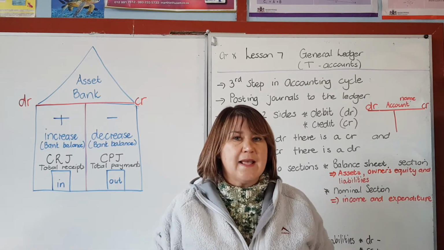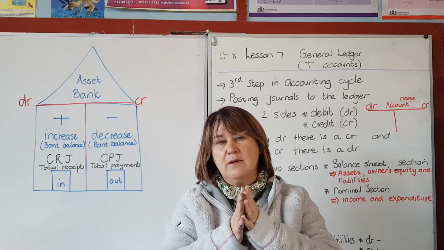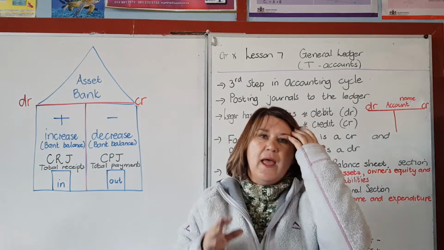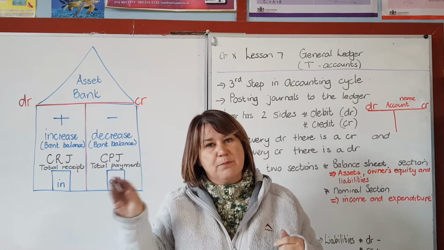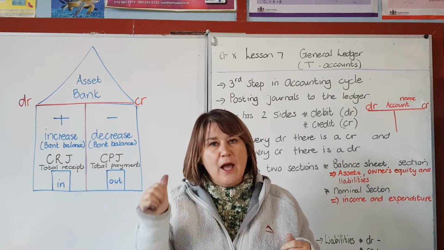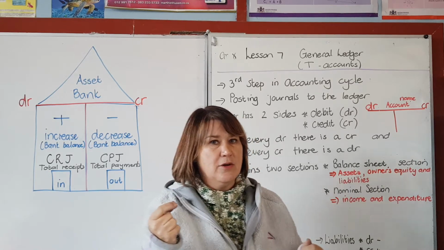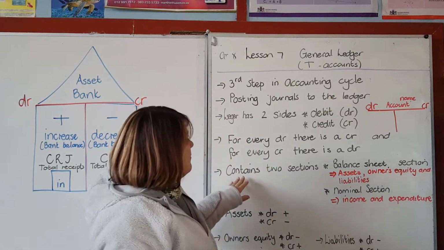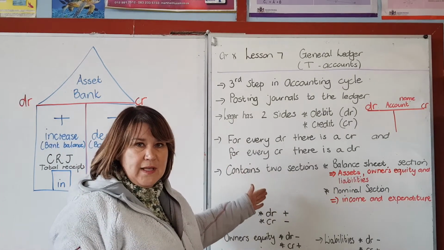So each transaction has two accounts in grade 8, all right? Each transaction has two accounts. We'll get to that one just a little bit later. So one account will be debited and the other account will be credited, all right? And then the general ledger also contains two sections.